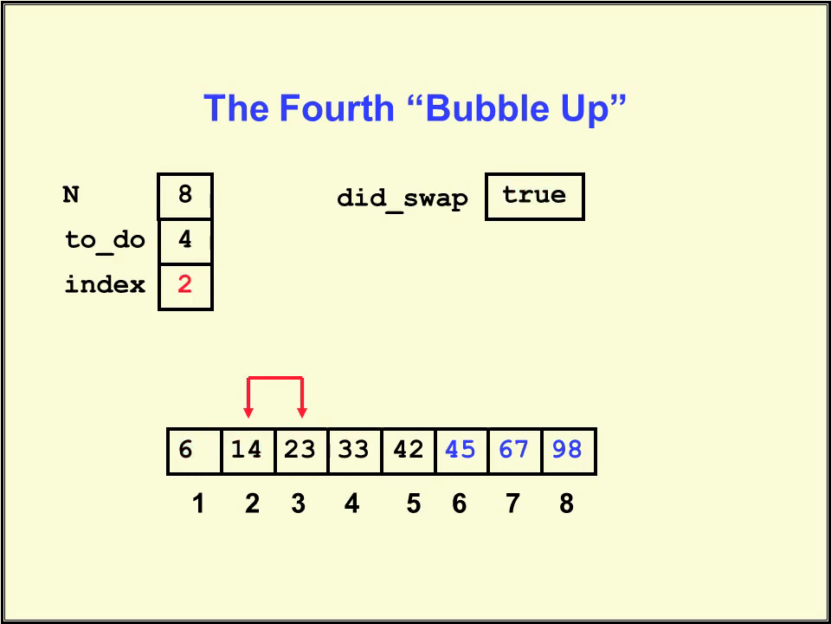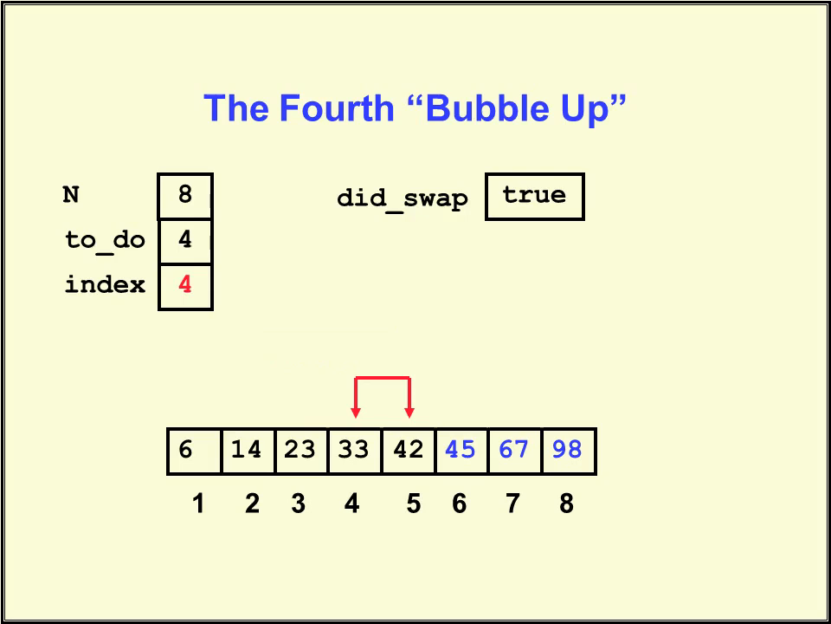Again, we compare 14 with 23. 14 is less than 23, so no swapping will occur and the index values will remain the same. Again we compare the third index value, that is 23 and 33. 23 is also less than 33, so no swapping will occur and the list remains the same.